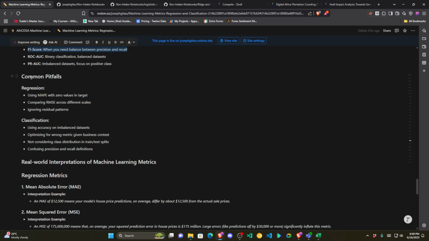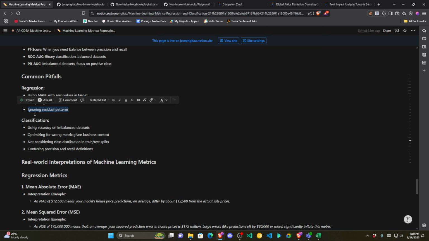Okay, and then what are the common pitfalls that you might experience when dealing with regression? Using MAPE with zero values in the target values would give you issues. So if your target variables have zeros, then you will have issues, because that is a percentage, so you will experience zero division errors. Okay, and then comparing RMSE across different scales, because the values that you will be getting will be on a bigger scale, because here you are taking the root of the mean squared error values that you have.